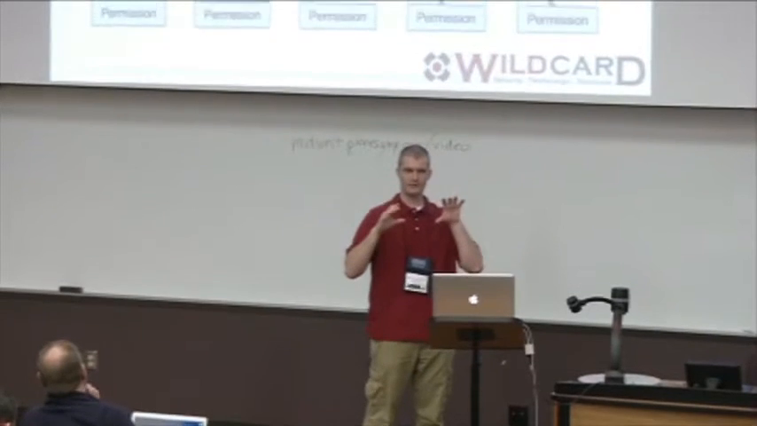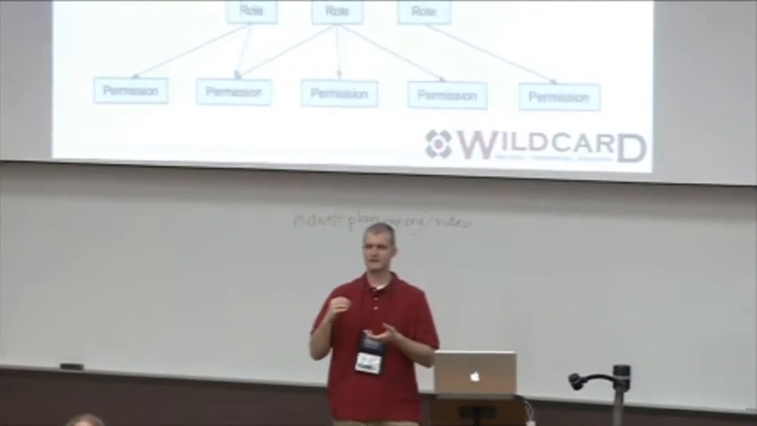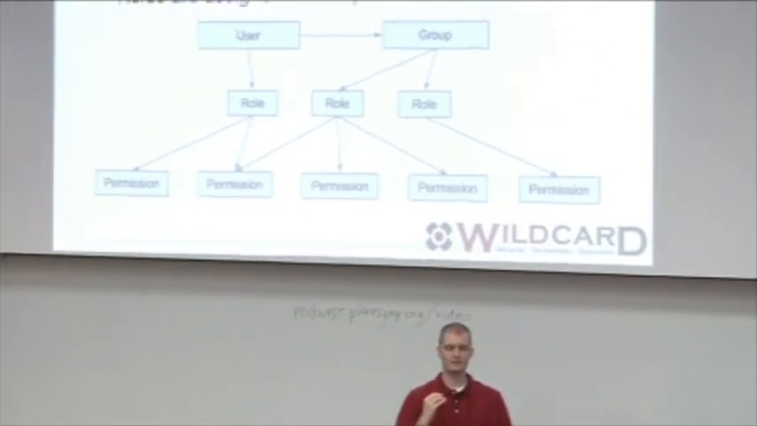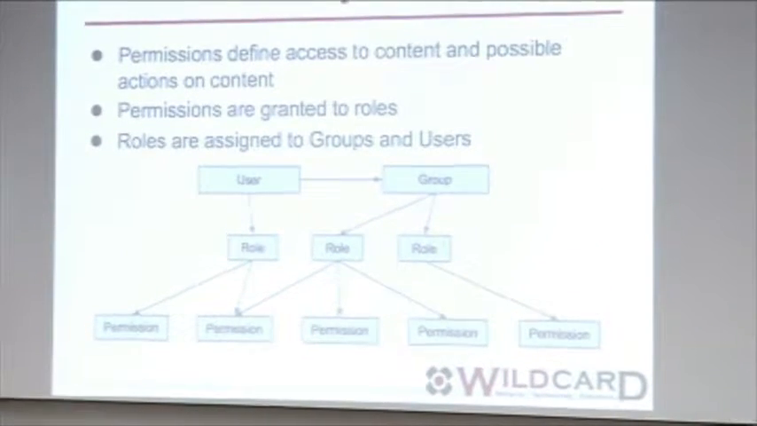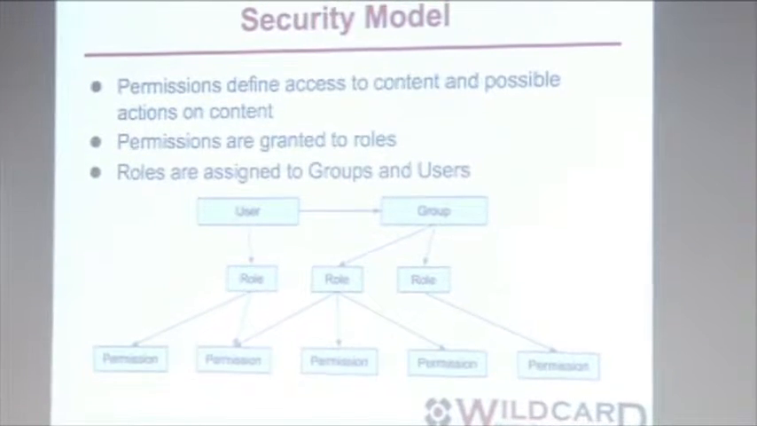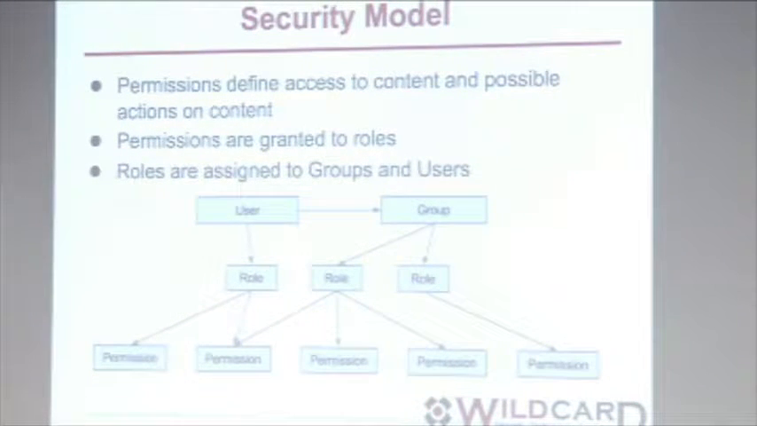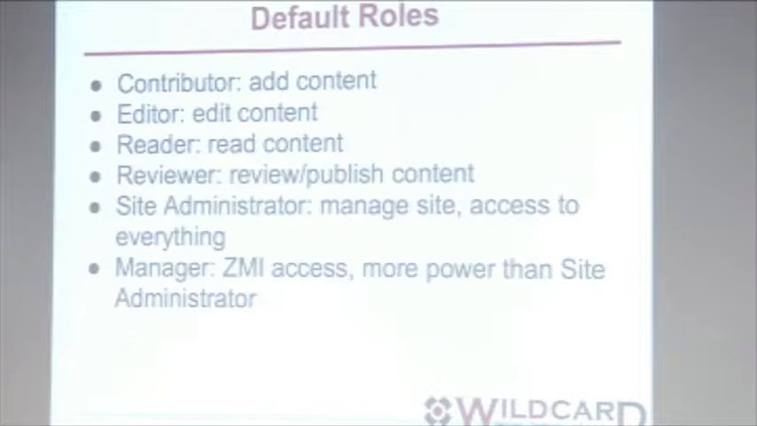So how the security model works is permissions are assigned. Permissions define access to content and possible actions that can be performed on that content. Permissions are granted to certain roles, and then roles are assigned to groups of users or just specifically to users. So it's kind of like this nice pretty graph to help you visualize, when you're setting up your site, how these permissions are going to be distributed. And you always assign roles to groups.